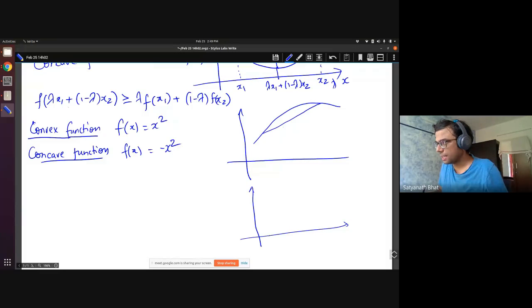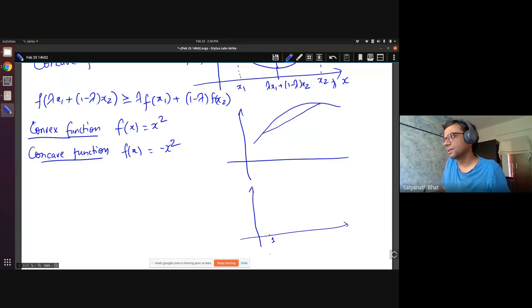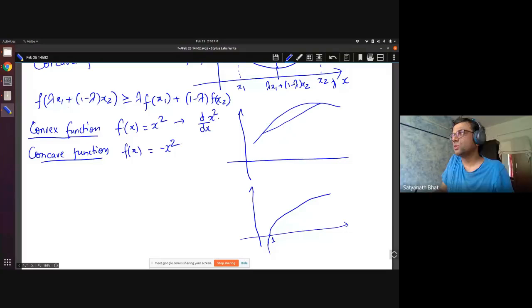So at 1, it takes a value 0. Okay, and is it a convex function? Concave. Yeah, so I think it is concave. We can check by taking the second derivative. There is a test for doing this. You take the second derivative of this. Sorry, concave, sorry. You'll get 2. Okay, so convex functions have positive second derivative and concave functions have negative second derivative.